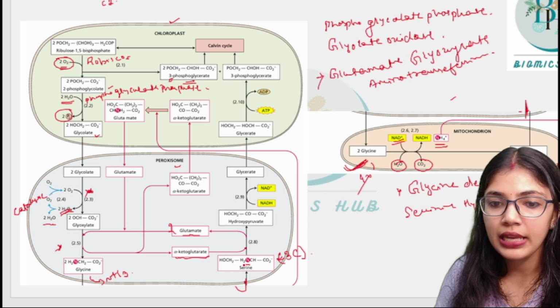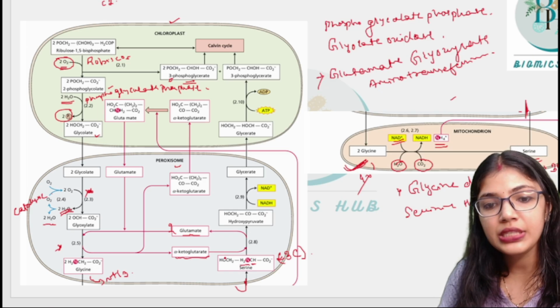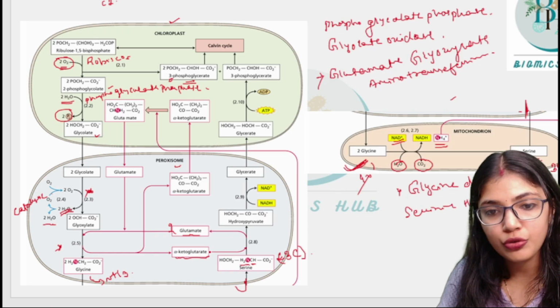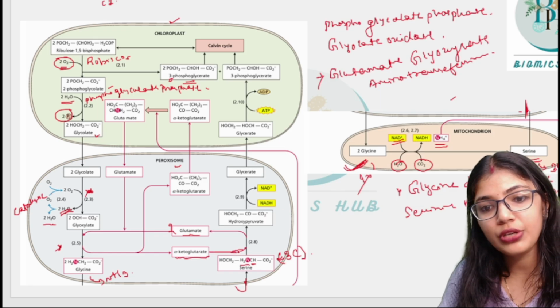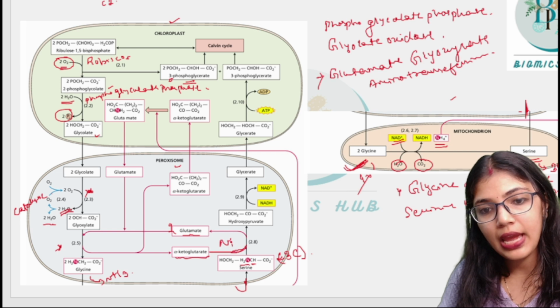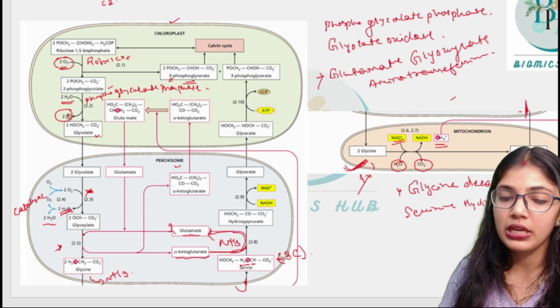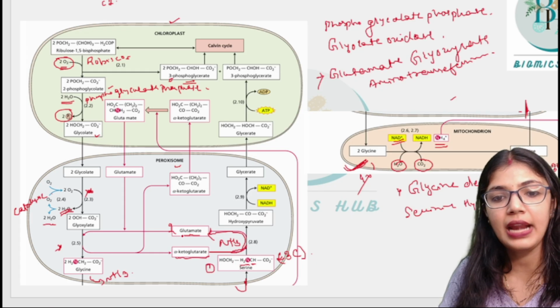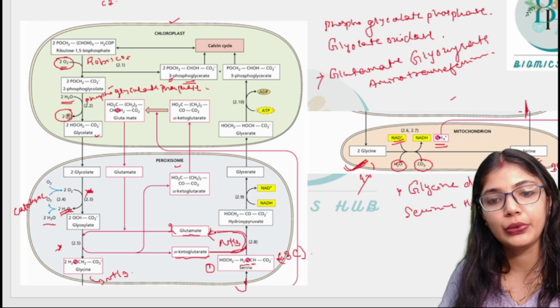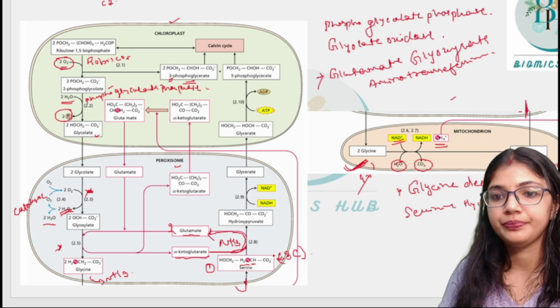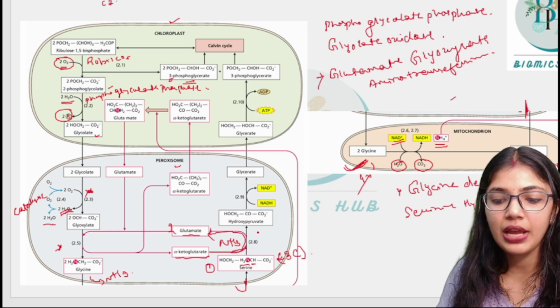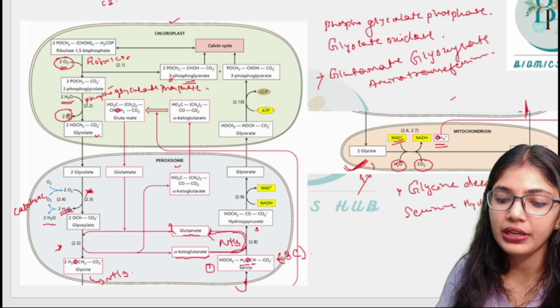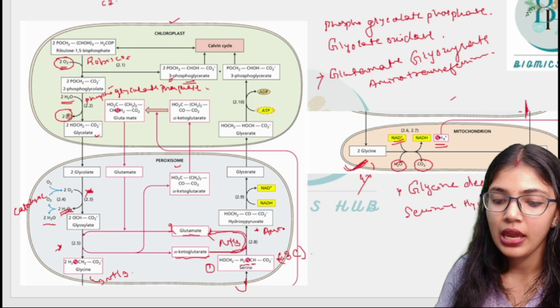Here we can see NH3 is present. So this NH3 is given to alpha ketoglutarate. This alpha ketoglutarate will take the NH3 with it and will be converted into glutamate. From here, one NH3 group is being given to alpha ketoglutarate and it is being converted into glutamate. Okay. So now next what happens? Here there is involvement of another enzyme which is known as aminotransferase.